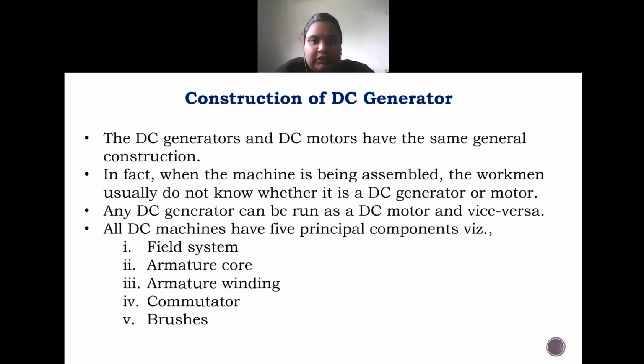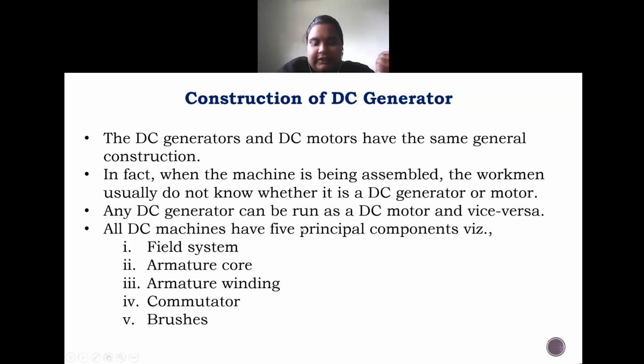So we have seen the different types of main components, the principal components. We need a field system, we need an armature core, we need an armature winding along with a commutator and brushes. These are the basic five principal components that are required for a DC machine. This we have seen, right?